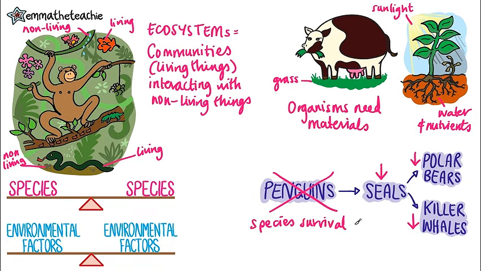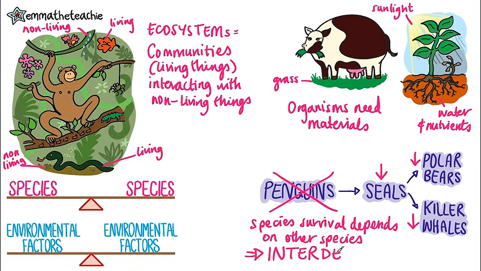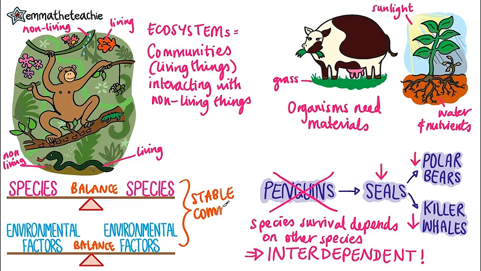Because species survival depends on other species, we say that they are interdependent. Inter just means between, so interdependent is dependence between species. If species are in balance with each other, and environmental factors are also in balance, then we call it a stable community. In this community, the population size remains fairly constant because of all of the balance.